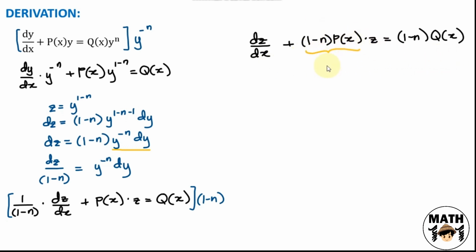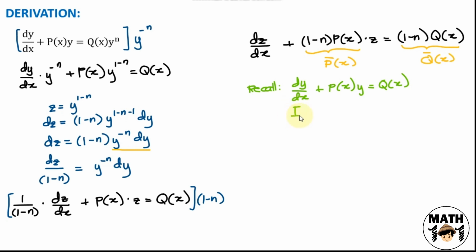wherein this new term is like our p of x, we call it p bar of x, and this term is q bar of x. Let's recall that previously, the solution to a linear differential equation of the form derivative of y with respect to x plus p of x times y equals q of x: we first look for the integrating factor. It is equal to e raised to integral of p of x dx. Then the general solution is the integrating factor multiplied by the dependent variable y minus the integral of integrating factor multiplied by q as a function of x dx equals a constant.